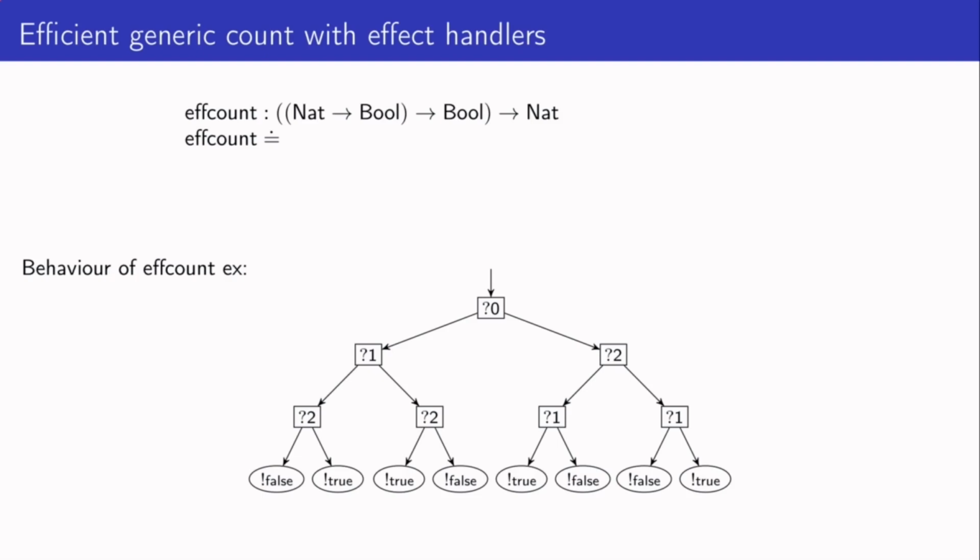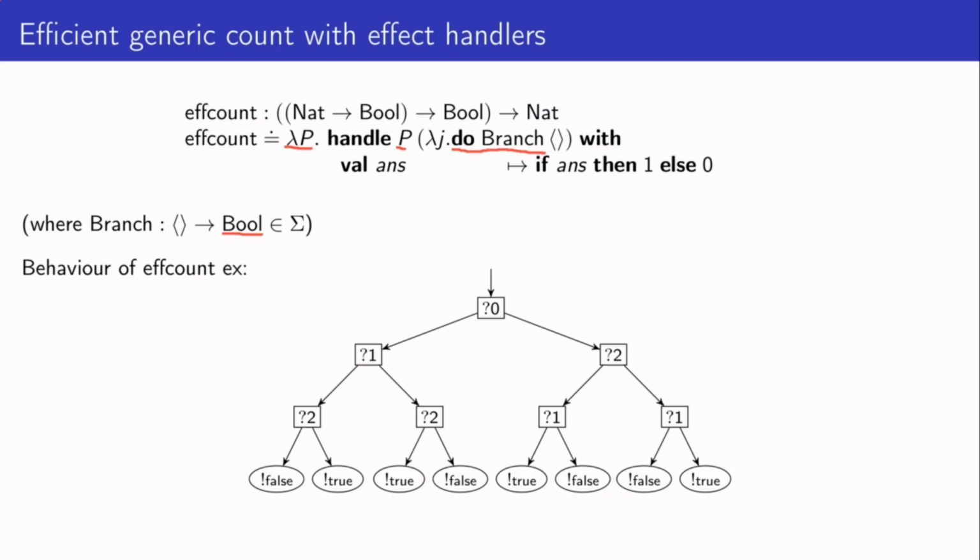Okay, let's consider how one might go about implementing generic count with effect handlers. First, we need to take the predicate as input, and we have to apply this predicate to a point. We represent this point as the invocation of an abstract operation called branch. The only thing we know about branch is that it's going to ultimately return a Boolean value. In order to give an interpretation of branch, we must wrap the entire computation in a handler. A handler consists of two parts. A value clause tells us what to do with the return value, or the answer, of a predicate. So if the answer is true, then we're going to return 1, and if the answer is false, we're going to return 0.